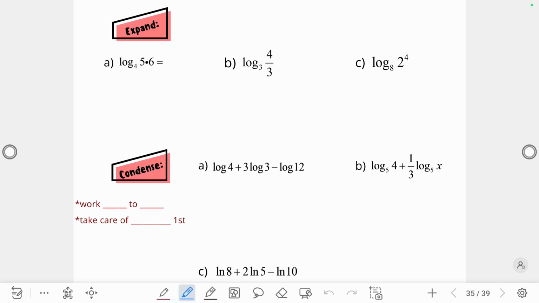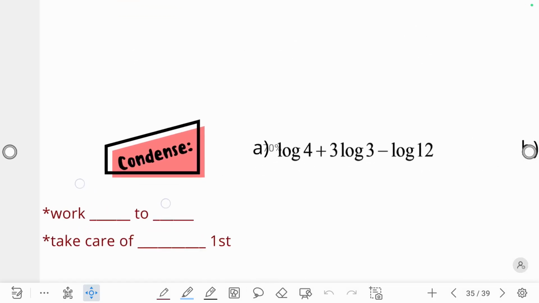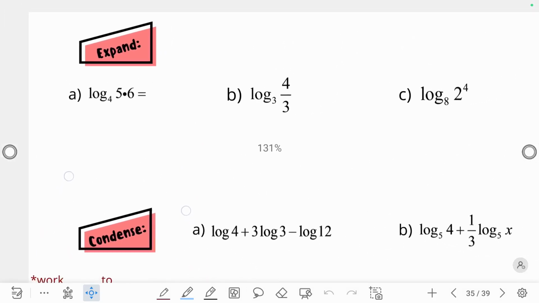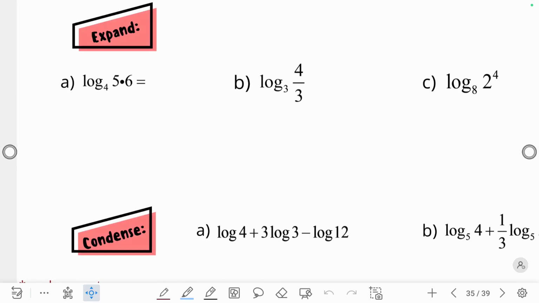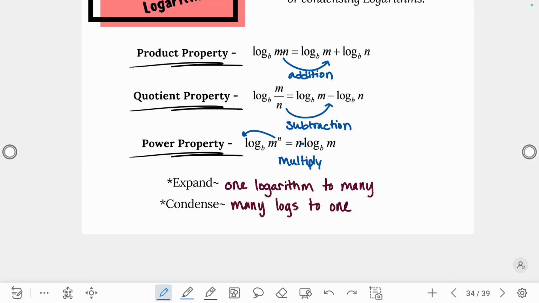Okay, let's try just a couple problems to see if we can make sense of this. So when we look at expanding, we're going to look at 3 separate problems here. You really want to focus in on what operation is happening inside your logarithm. So when I look at problem A, and I notice I have 5 times 6, very overemphasized there, I'm going to immediately think multiplication is happening right there, and I know that is going to translate to addition. So if you look at our properties that we just wrote down, this is actually the first property right here. We have multiplication, we want to transfer it to addition.